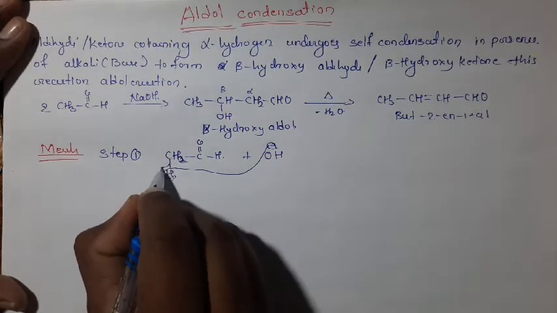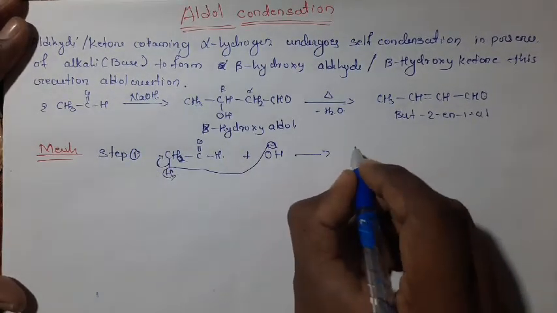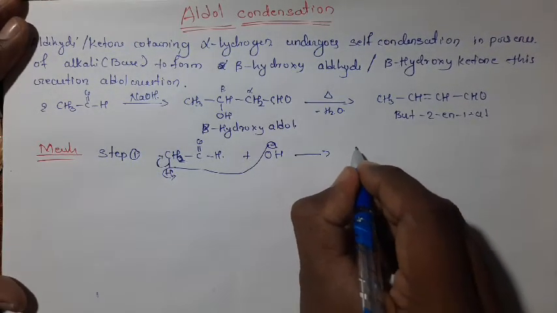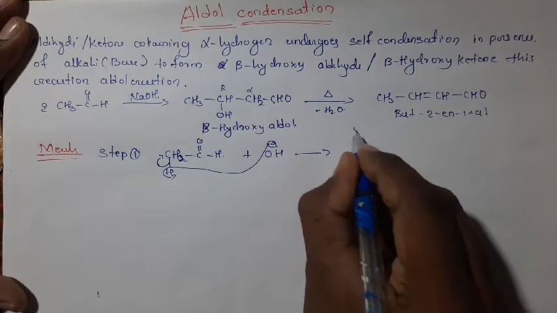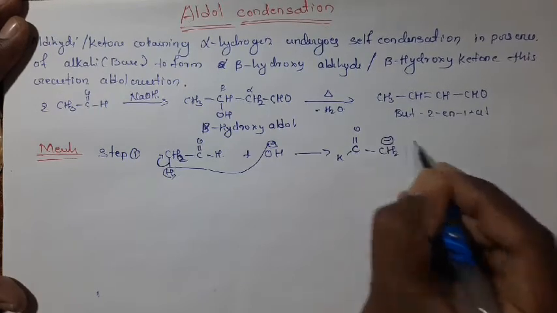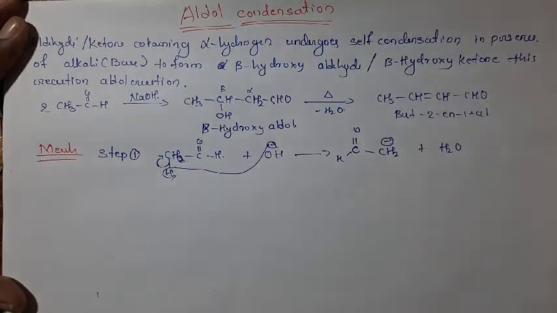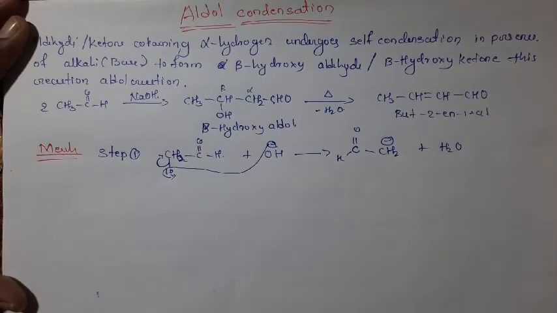At that time, these bonding electrons are shifted to the carbon to form a carbanion. It forms CH2 minus C double bond O H. This is the carbanion, plus a water molecule is eliminated. This is step 1.